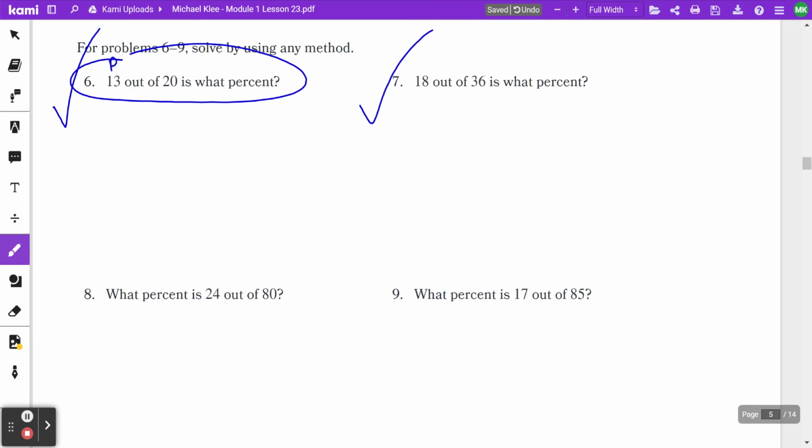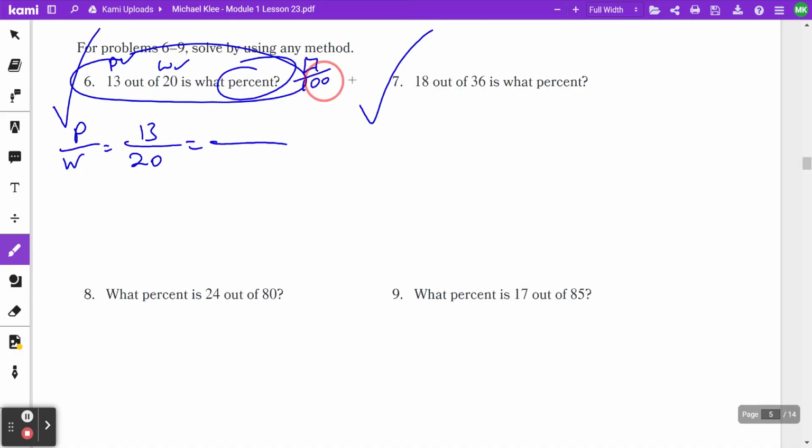This is my part. This is my whole, right? So if I'm running a little part over whole equivalency here, I have my 13 on the top because that's the part. I have my 20 on the bottom because that's the whole. Is what percent? Now if I'm looking for the percent, percent is some value over 100. So I'm just going to put that right there.